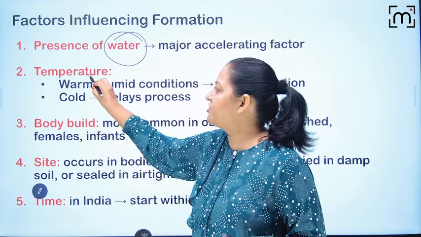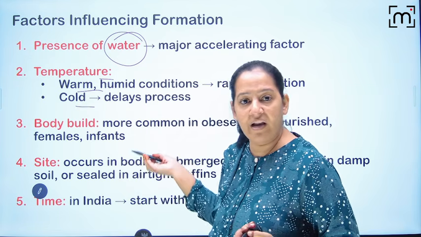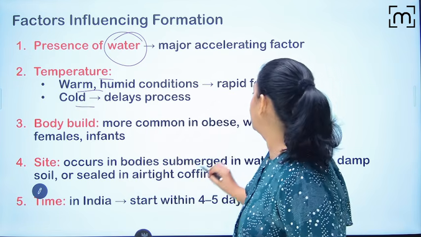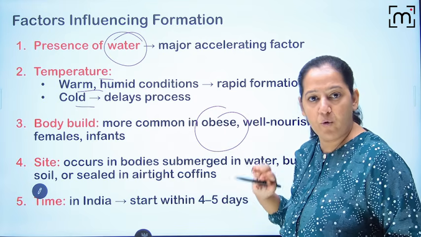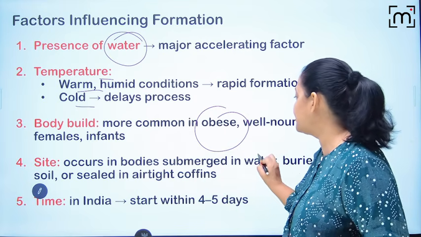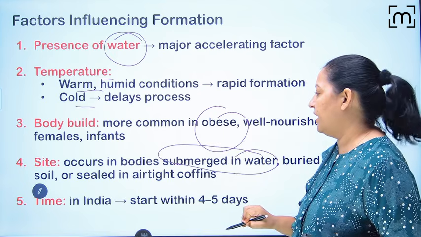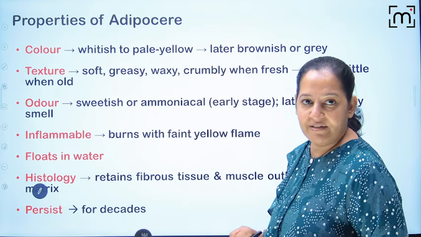Then second is temperature. We know in a warm environment it's faster, in a cold environment it's slower, like all other things. Then body build. It is more common in obese people. Common sense: obese people have more fat, that's why it is more common. It occurs in bodies which are submerged in water, and it starts after 4 to 5 days. So those are the factors affecting it.